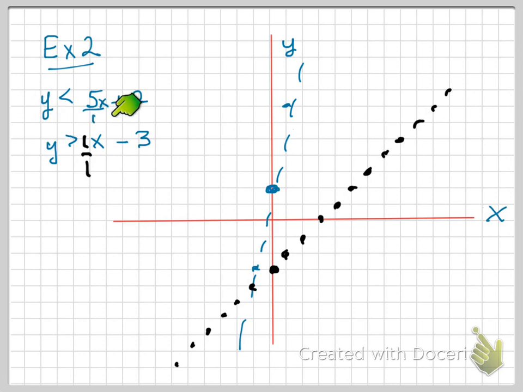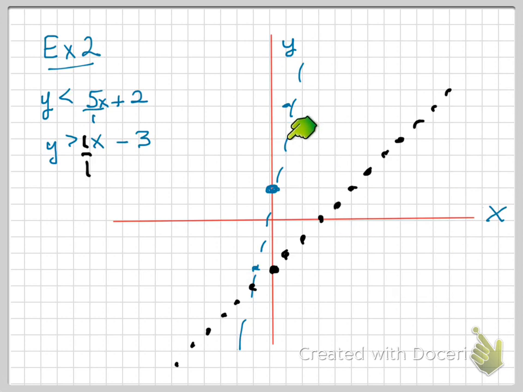Now to do our shading, this top line right here, which I have in blue over here, has a less than symbol. So less than means to go below the line. That means put your pencil anywhere you want. Imagine that this side of the blue line is region A, and this side of the blue line is region B, ignoring that the black line's even there.